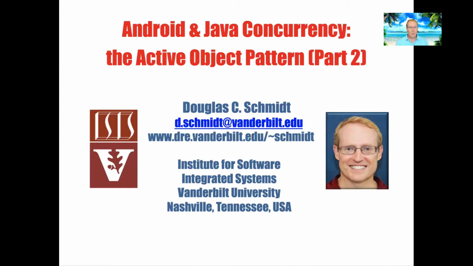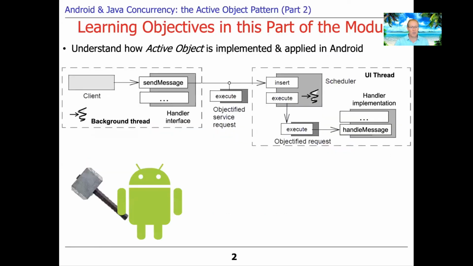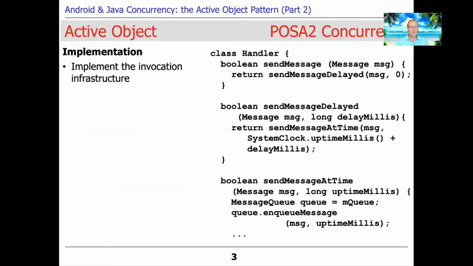So now that you know a bit more about the active object pattern and its intent, applicability, structure, dynamics, consequences and known uses, let's take a look at how you might implement this pattern, or how it is in fact implemented in the context of a real production system. We're going to talk about how the active object pattern is implemented and applied in Android and the Android HaMeR framework, which stands for handlers, messages, and runnables.